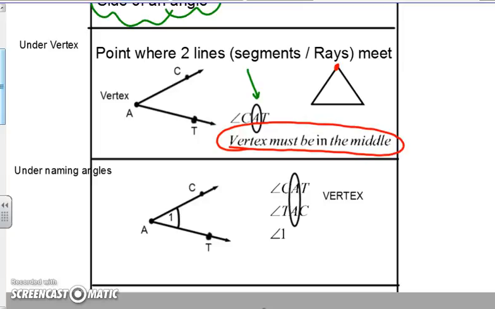So under the naming angles tab, here's what I want you to write. There are three ways that I can name this angle. And again, notice when I'm talking about the vertex, it's the one in the middle. So I can name this angle CAT. I can name this angle TAC. Or because they have that little bitty one in there, I can also name this as angle 1. That little bitty number in there does not mean that it's 1 degree.